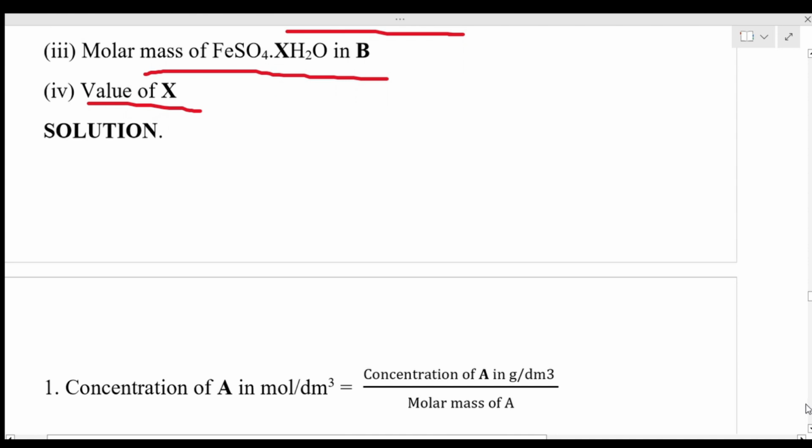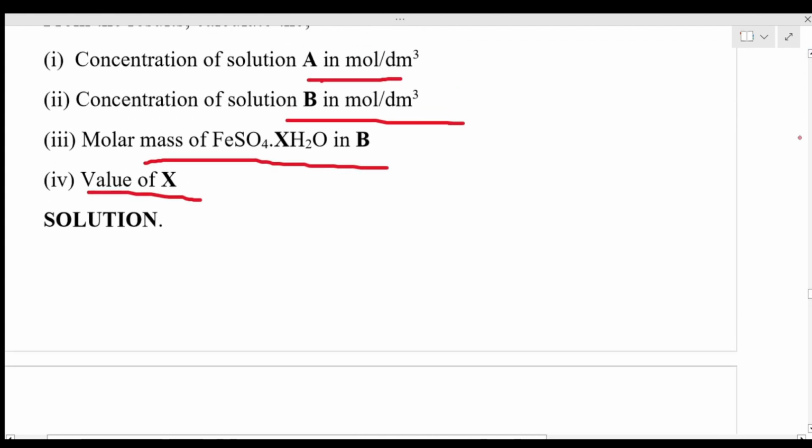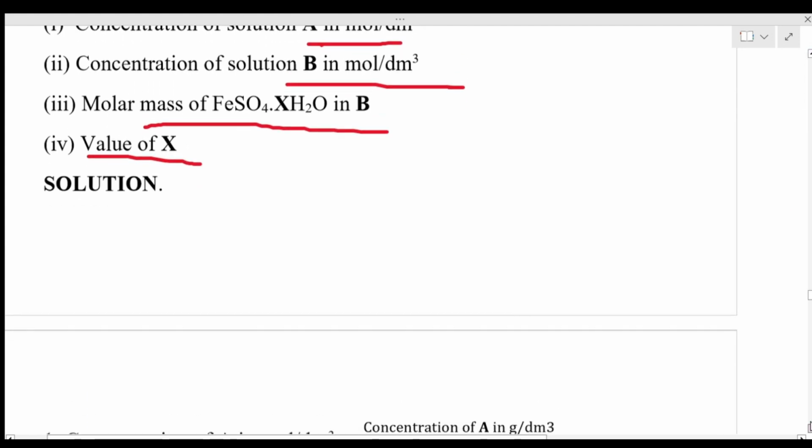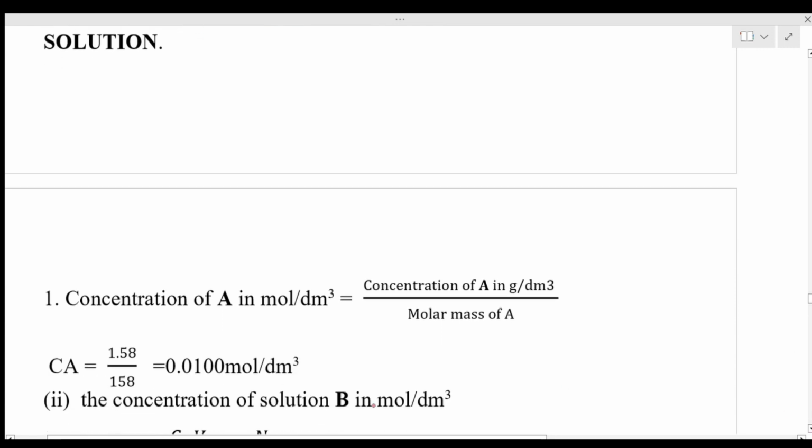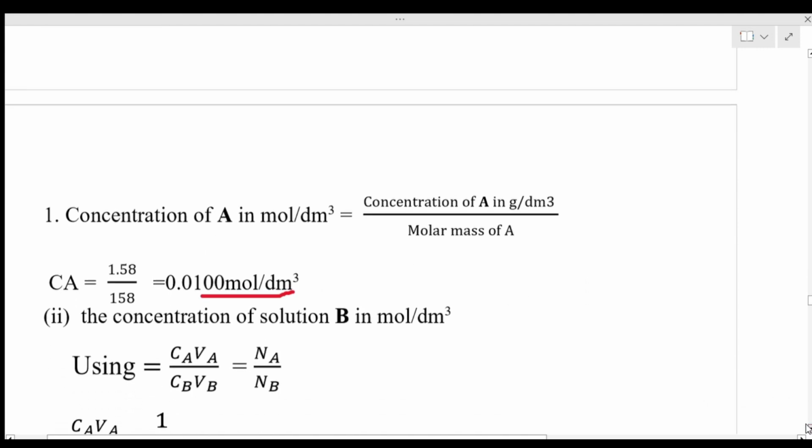Now, we are supposed to calculate concentration in what? In A. Now, what's my A? My A is KMnO4. I have 1.58 divided by 158. So it's giving me 0.01. But I make it to 3 significant figures again, because I want to get my mark. It must be 3 significant figures. Look at this, 0.0100 mole per DMQ. I'm done with my concentration in mole per DMQ.